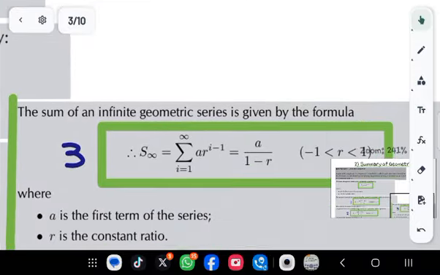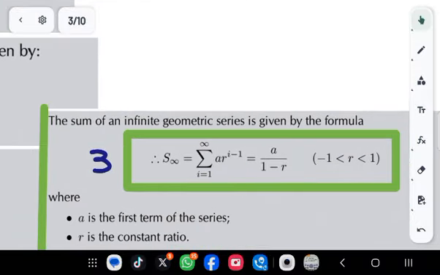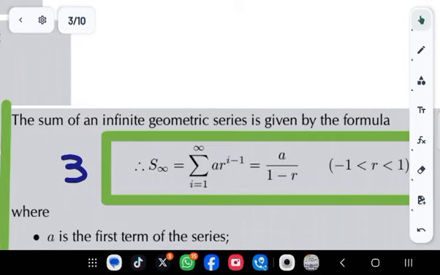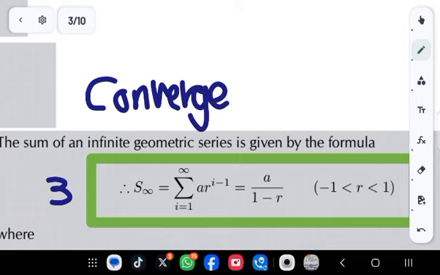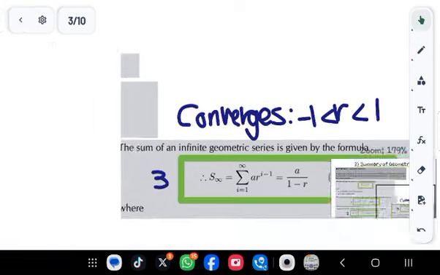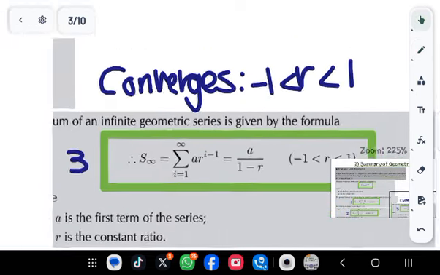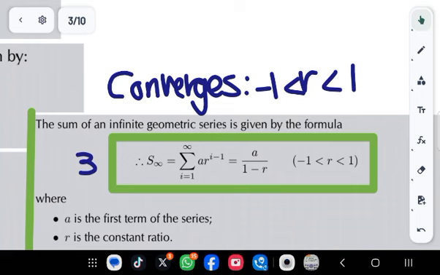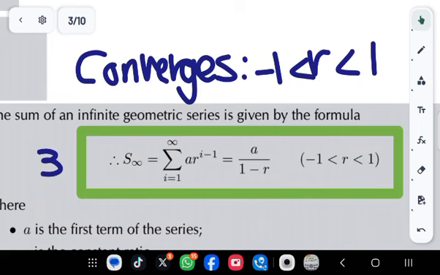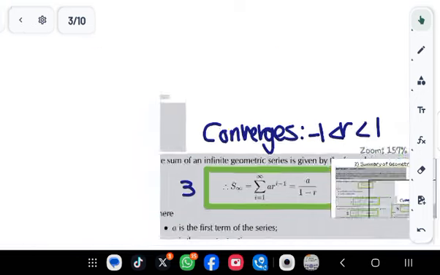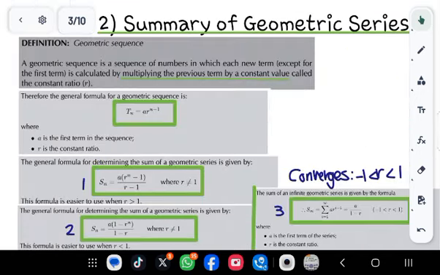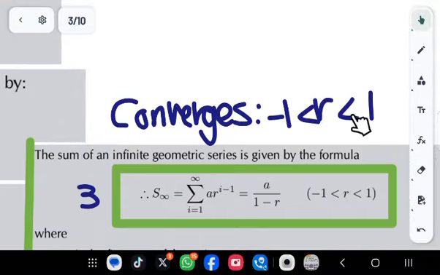Now the last scenario, the third scenario, is when you have what we call a convergent geometric series. What is a convergent geometric series? A geometric series converges when your constant ratio is between 1 and negative 1. It is a fraction between 1 and negative 1. So when you have a convergent geometric series, we have what we call the sum to infinity, and the sum to infinity has got the formula a over 1 minus r. That's it. Where a is the first term and r is the constant ratio. Obviously that will be a constant ratio that is between 1 and negative 1.